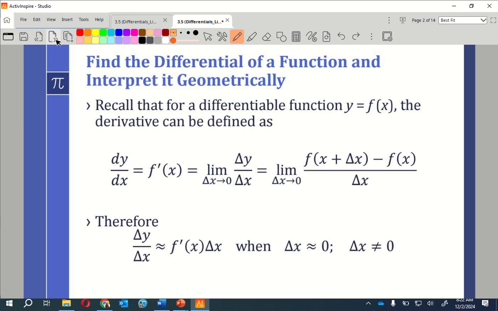Alright, find the differential of a function and interpret it geometrically. Right here. So, if y is equal to f of x, the derivative can be found by finding dy/dx, which is also f prime of x, or it's also the limit as delta x approaches 0 to get my slope. Right there, that's the slope formula. And then this one right here, where the triangle refers to delta, it's a Greek letter delta. Delta x refers to the change. So how much change is there in x?